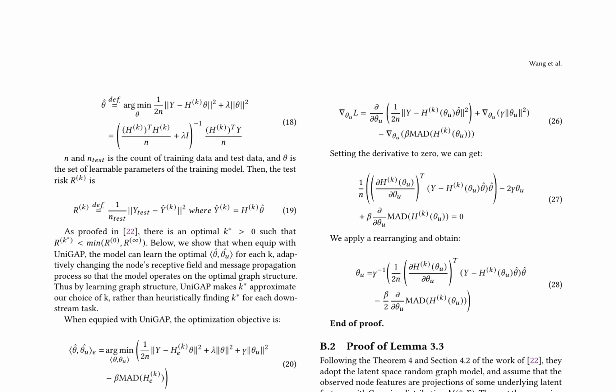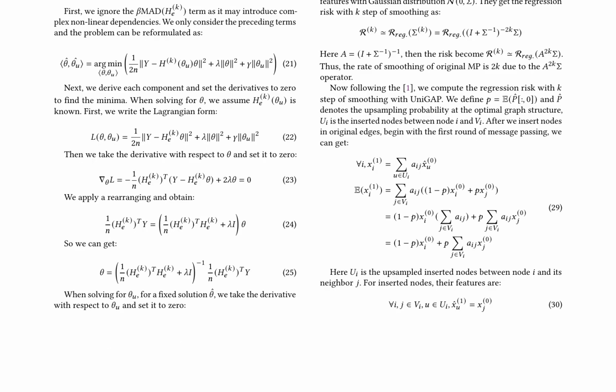Wang et al. then examine lemma 3's proof, employing the latent space random graph model and case steps of smoothing regression risk. By comparing UniGAP's insertion of new nodes in the graph, the rate of smoothing for the original message passing, MP, algorithm is identified as 2k. Then, UniGAP's regression risk, reflecting this new transformation to the MP process, can be deduced. A derivation from the results with optimal message passing step can ultimately account for the improved smoothing, confirming the UniGAP approach.